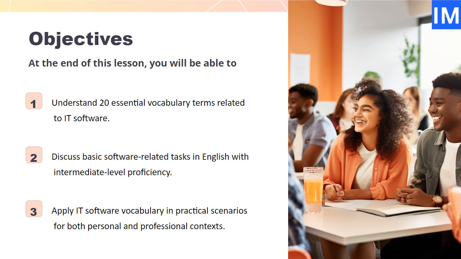Now, let's talk about the objective. At the end of this lesson, you will be able to understand at least 20 essential vocabulary terms related to IT software that will allow you, as computer scientists, to discuss those terms in your specialty. Discuss basic software-related tasks in English with intermediate-level proficiency, and then apply IT software vocabulary in practical scenarios for both personal and professional contexts. That will allow you, as computer scientists, to discuss computer science related tasks with your peers around the world in the English language.